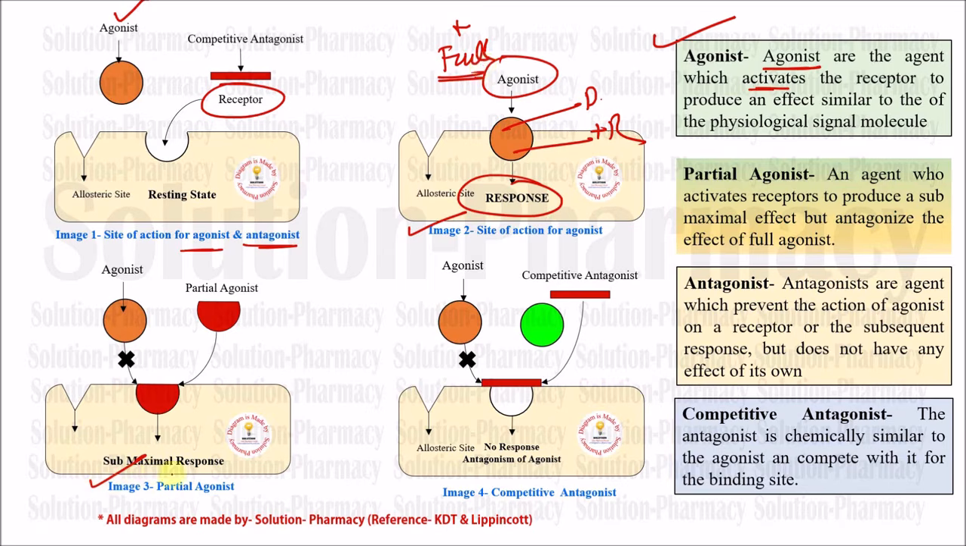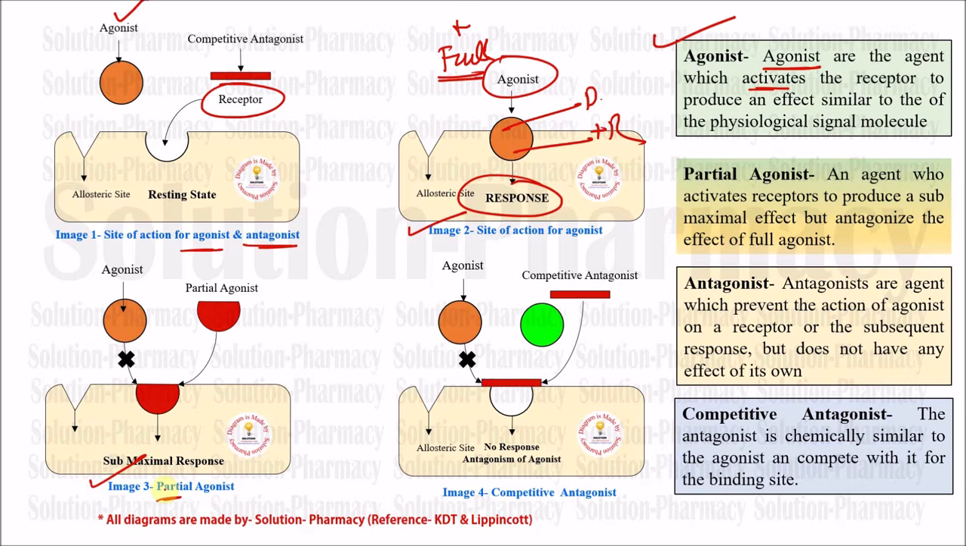But now in this image number 3, there is a highlighted word, emphasizing this word, that's called partial. What is the meaning of partial? Partial means half, not full, less than full. So there is an agonist that will occupy the binding site and activate the receptor to produce an effect similar to the physiological signal molecule, but you should focus on this word, partial. It will activate, but the activation will not result in a 100% response as compared to the full agonist. So you will have a response, but the response will not be 100% as in the case of a full agonist.